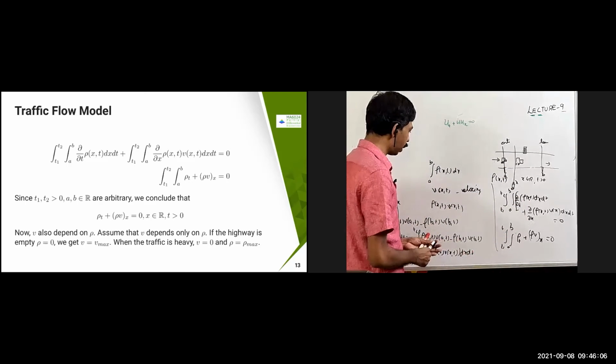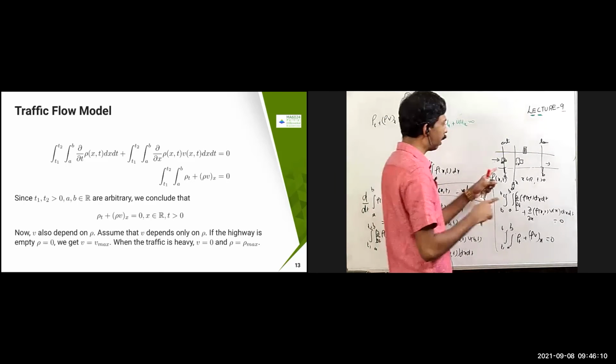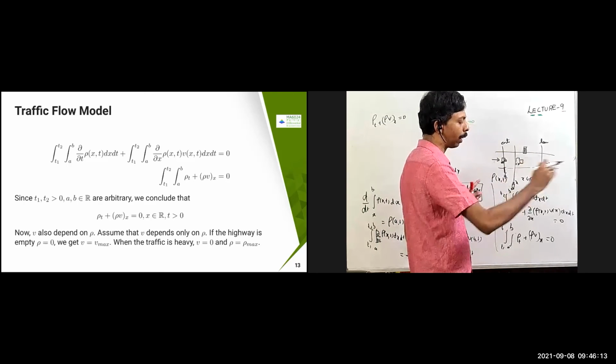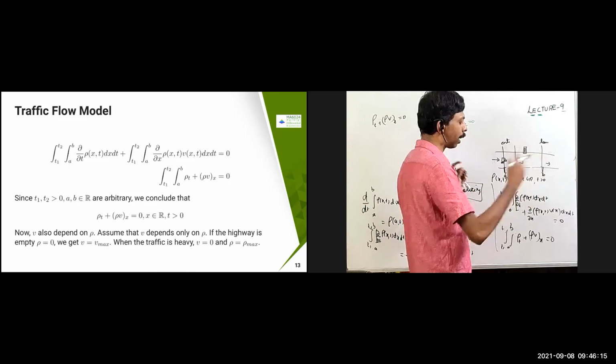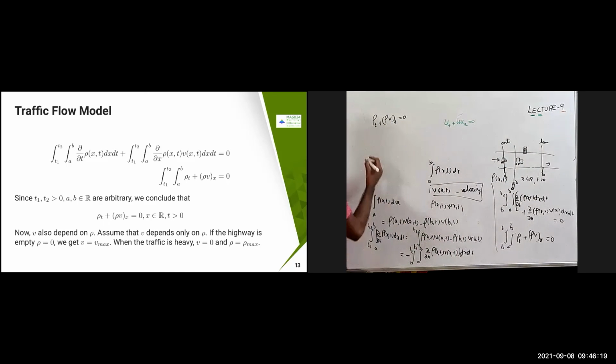So the velocity also depends on the density of the cars, on how many cars are there. Depending on that, it is going to vary. Therefore, what we are going to assume is that v is a function of rho. So assume that v depends only on rho.